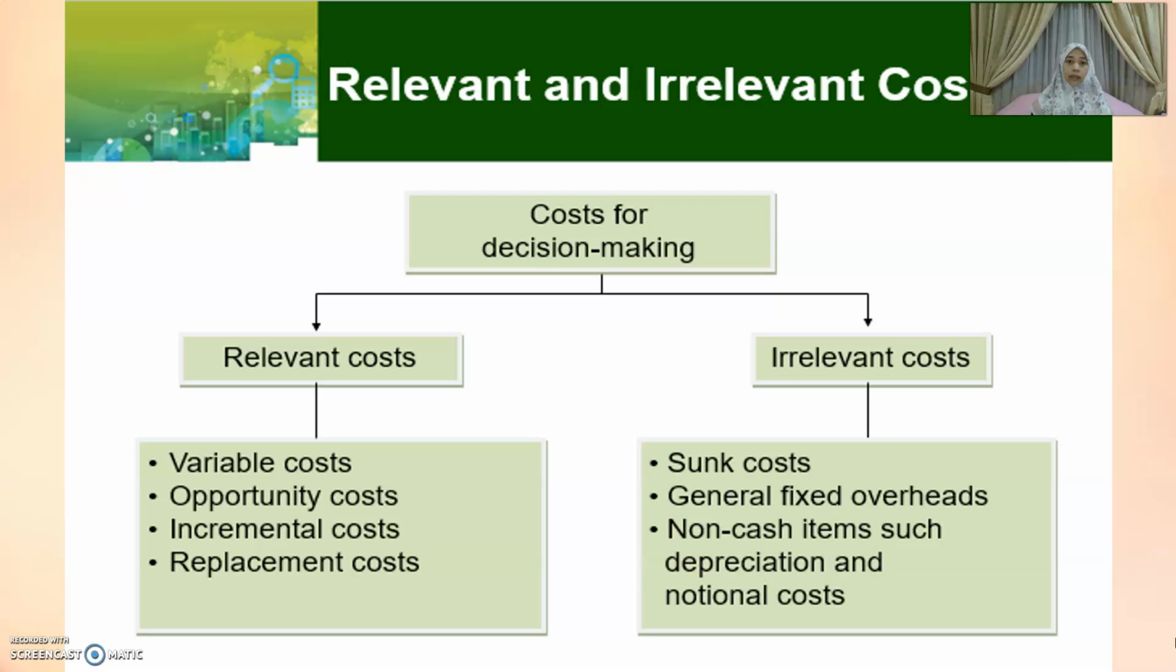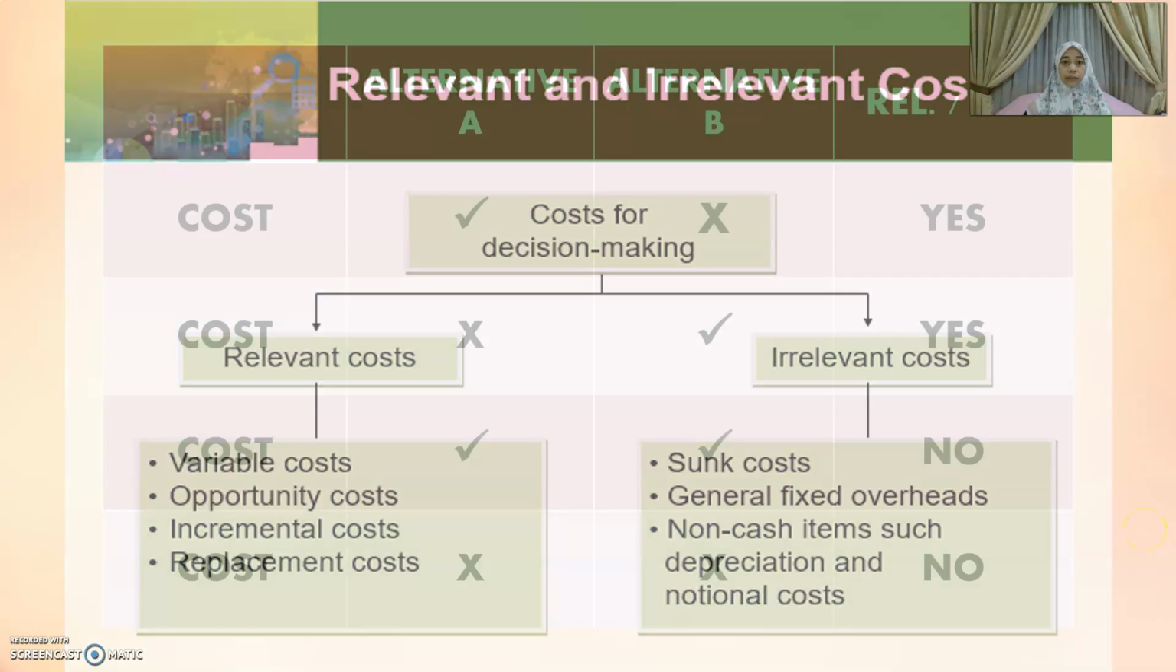So as a summary, costs for decision-making can be divided into two. One is the relevant cost, the other one is the irrelevant cost. Examples of relevant costs will be your variable costs, opportunity costs, incremental costs, replacement costs. All these are your relevant costs. On the other hand, the irrelevant costs that you should ignore in your decision making will be the sunk costs, general fixed overhead, the non-cash items such as depreciation and notional costs.